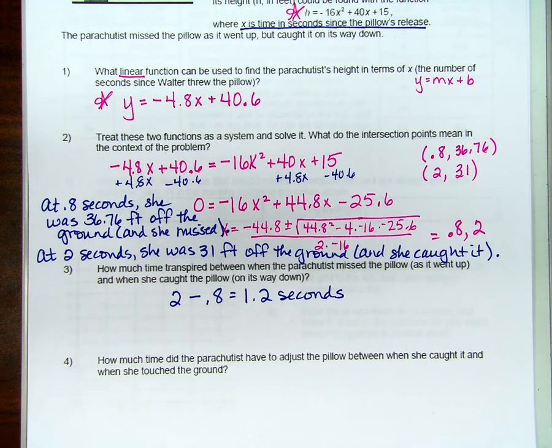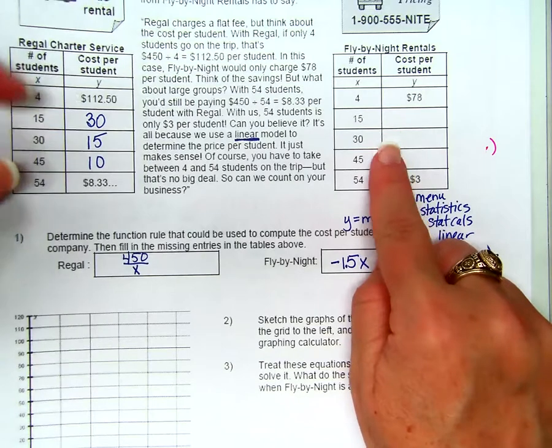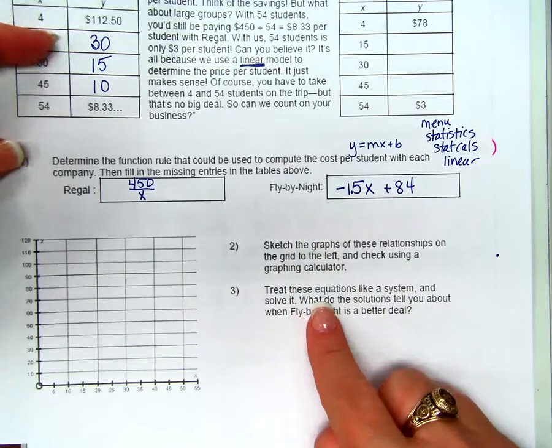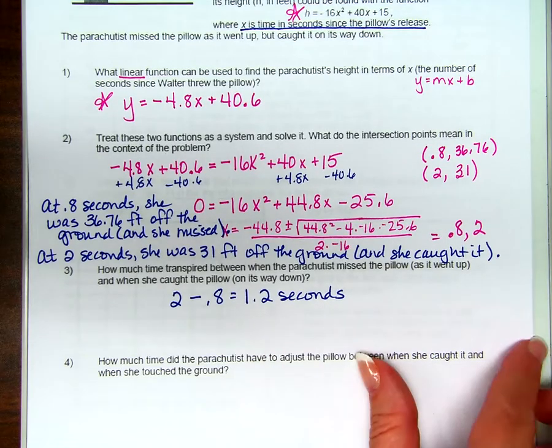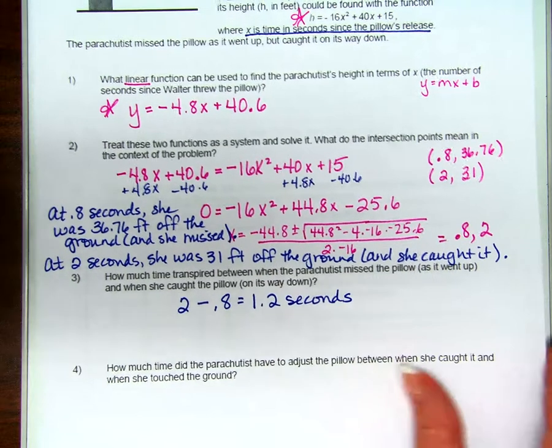So what I need you to do for homework is fill in this table, answer problems 2 and 3 on buses, and answer problem 4 on pillows and parachutes. Got it?